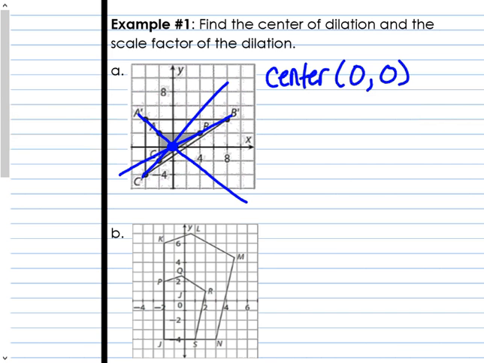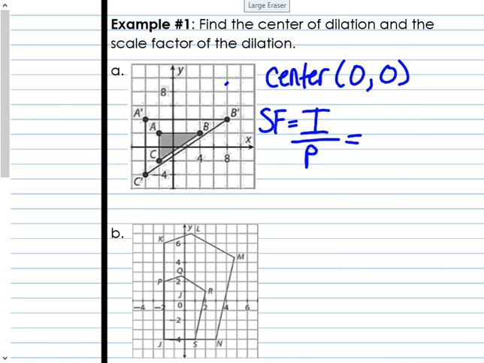Now my scale factor, you remember, is image over pre-image. So I'm going to erase this so I can see a little bit better. My image length of A prime to B prime is 1, 2, 3, 4, 5, 6 units long. And my pre-image of A to B was 3 units. 6 divided by 3 is 2, so my scale factor is 2.